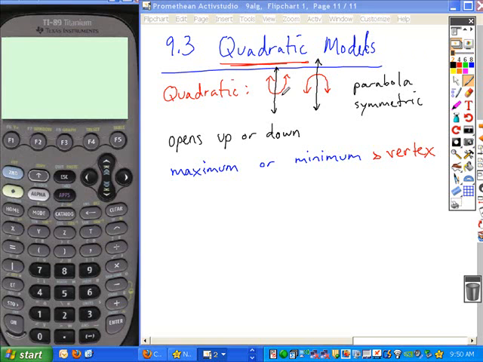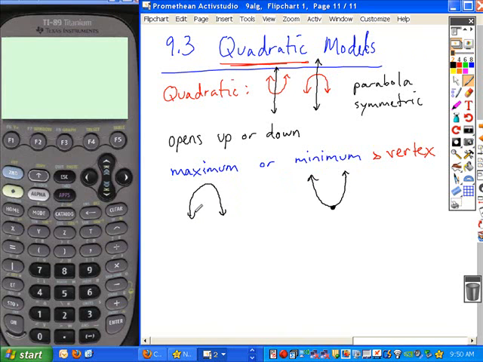So if your parabola opens up, will it have a maximum or minimum? This point here, the lowest point on the graph, it has a minimum if the graph opens up. If the graph opens down, your parabola will have a maximum. And again, these are samples of the vertex. So you need to be aware of this terminology and what is meant by it.